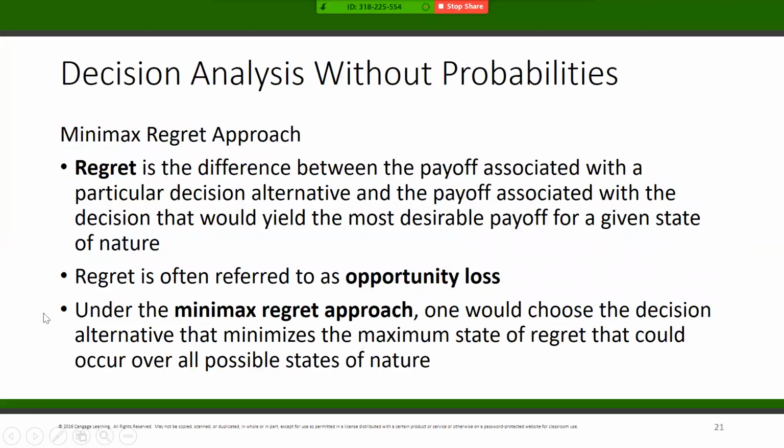Then we have the minimax regret approach. Sometimes it's hard to say that one. All right, so the regret is the difference between the payoff associated with a particular decision alternative and the payoff associated with the decision that would yield the most desirable payoff for a given state of nature. Now, the regret is most often referred to as the opportunity loss. Under the minimax regret approach, one would choose the decision alternative that minimizes the maximum state of regret that could occur over all possible states of nature, okay?